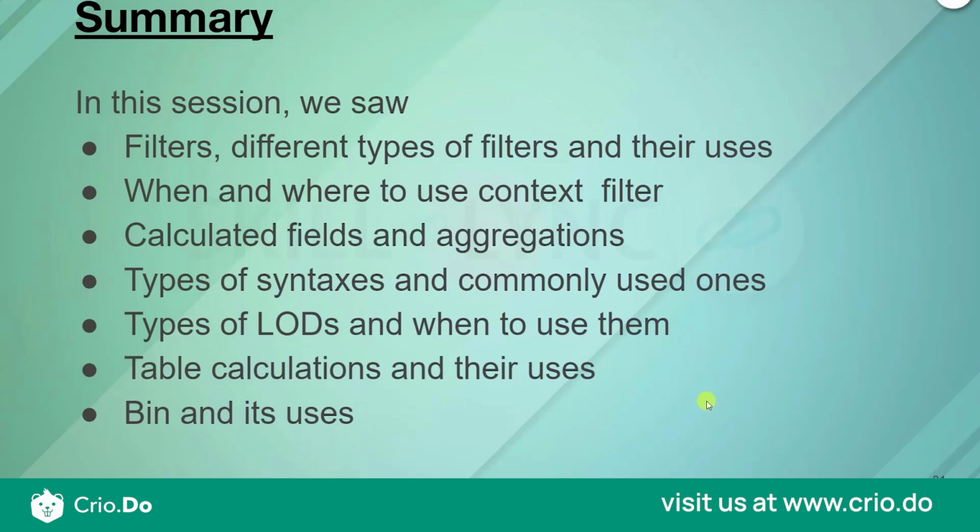We covered what kinds of LODs, level of detail expressions, we have and when to use them. We have 3 kinds, and we saw how they behave in different scenarios, and what table calculations we have and how to use them. As our last topic, we spoke about bins, how bins are used in our calculations, how they differentiate each bucket if we have a measure, and how to allocate that measure to each bin.